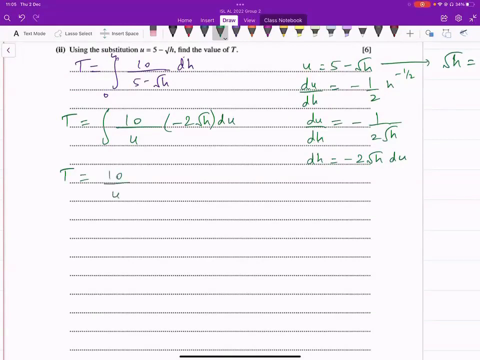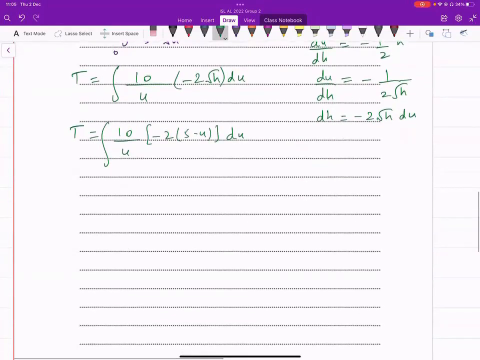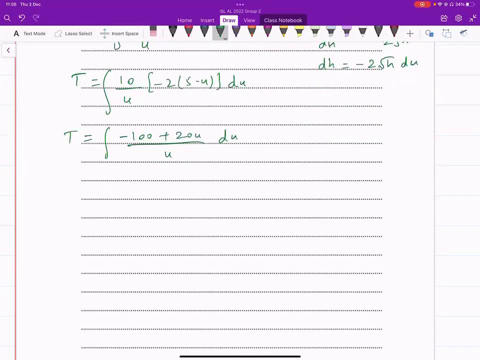So 10 over u and you have integral of minus 2 into 5 minus u. Okay. अब सब कुछ हमारे पास u की टर्म्स में आ गया. Is this clear until this point? Okay. Now let's simplify this. इसको simplify करते हैं. हमारे पास क्या आ जाता है? Minus 100 plus 20u over u du. Right? Okay. So 20u minus 100 over u, इसको आपने इंटीग्रेट करना है.